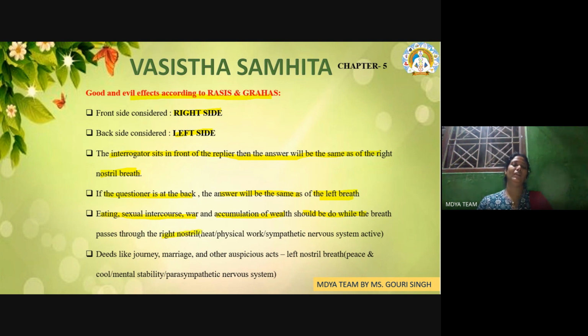Means when you are eating, at that time you have to check whether the right nostril or left nostril is active. Because for eating and anything, for war or accumulation, you need heat. Heat will be there when the right nostril is active. So at that time only you have to take these activities. Okay. And for any type of physical work, your sympathetic nervous system is activated at that time. So you have to do this type of activity when your right nostril is activated.